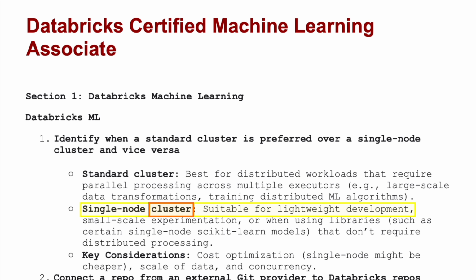Single node cluster: suitable for lightweight development, small-scale experimentation, or when using libraries such as certain single-node scikit-learn models that don't require distributed processing. Key considerations: cost optimization, since single node might be cheaper, scale of data, and concurrency.